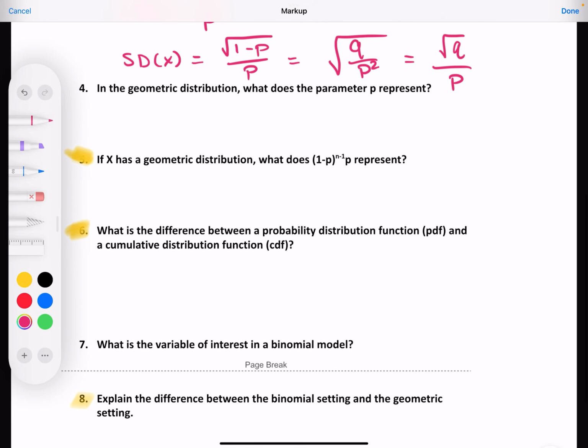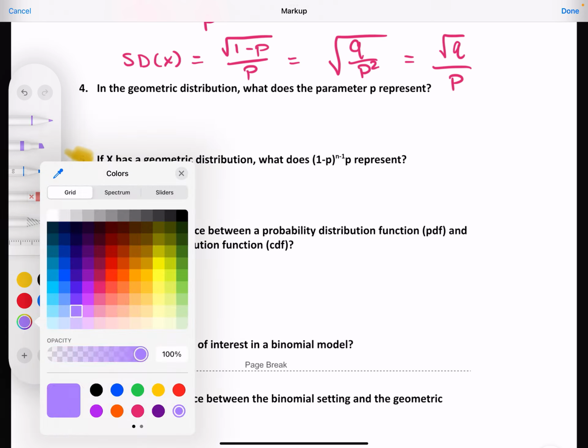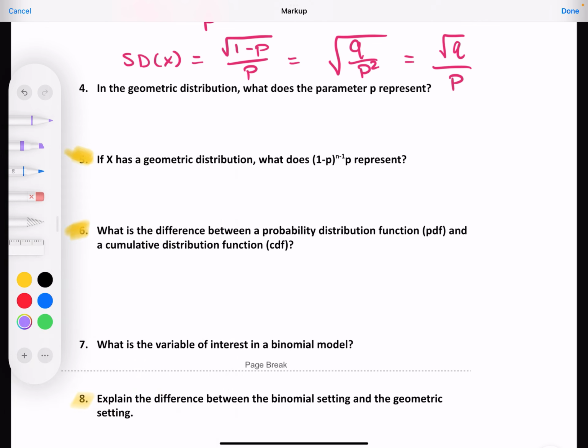All right, 5. If x has a geometric distribution, what does 1 minus p raised to the n minus 1 times p represent? Something complicated. Failure. At least. Is it the at least? Nope. Let me rewrite this and let's see if then you can explain to me.